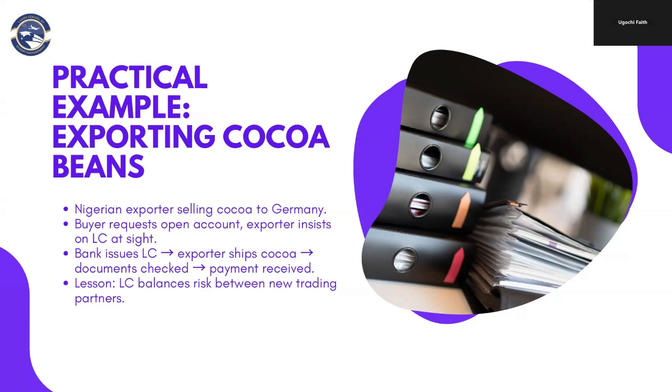That's not an amount of money you want to just put on an open account. So you want to make sure it's a letter of credit. The bank issues the letter of credit, the exporter ships the cocoa beans, documents are checked, and payment is received. Simple as ABC. That's what a letter of credit can do. It makes sure, one, that you get paid. No matter what's happening, once you fulfill the requirements of that contract, you are getting paid.